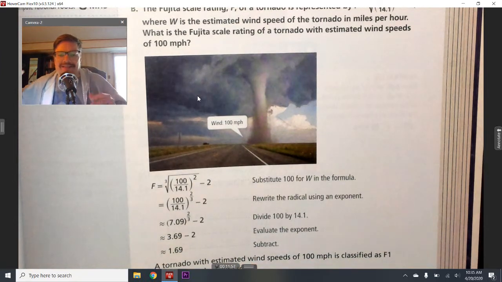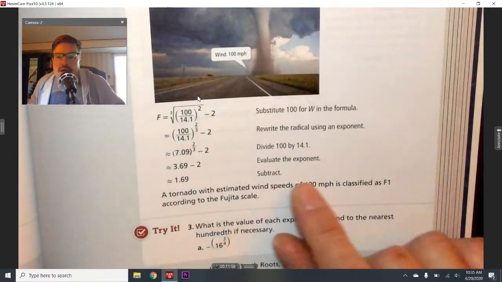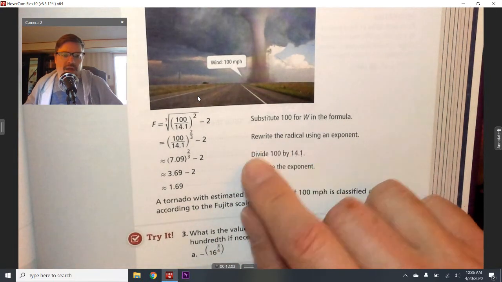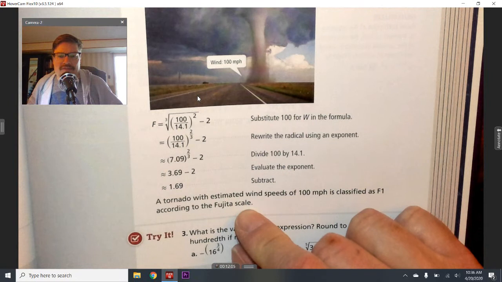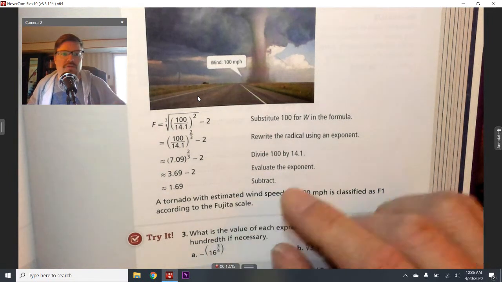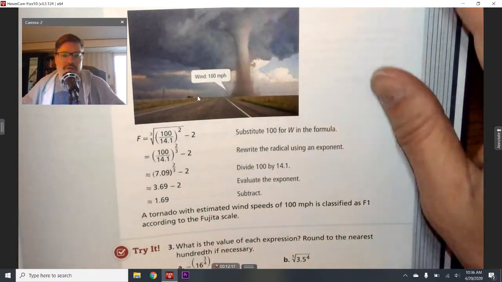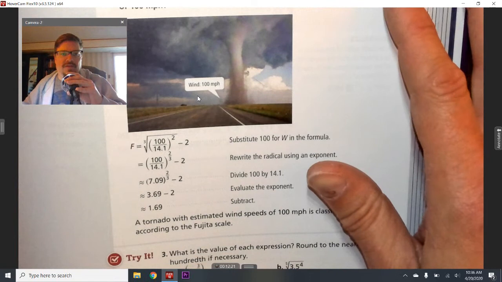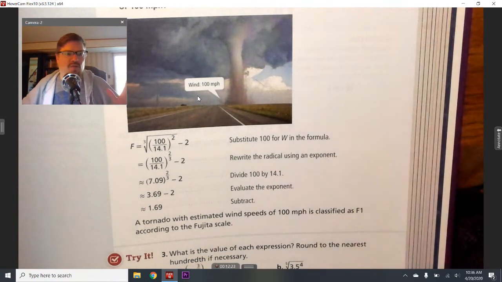So 1.69 is the classification on that tornado scale. A 1.69, which I don't believe is actually that powerful. I thought a scale of 5 is the maximum number. That's huge. So 1.69 is actually not that big of a deal for a tornado, I think. Don't quote me on that though.